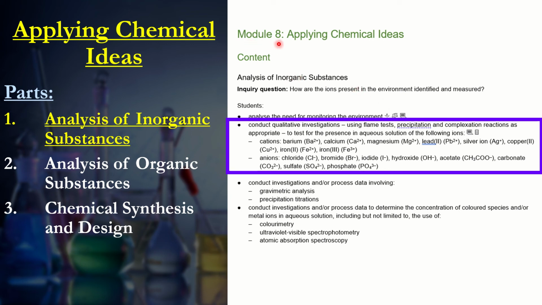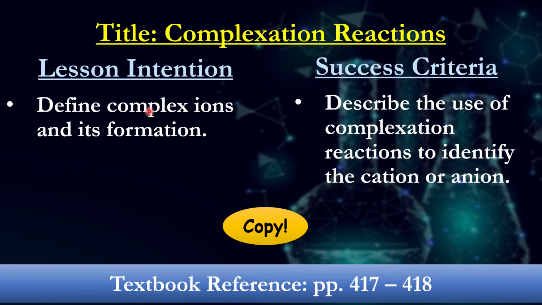Today we'll be covering Module 8, Applying Chemical Ideas, Inquiry Question 1, Analysis of Inorganic Substances, and we're going to be looking at complexation reactions. To start this lesson, we're going to define what complex ions are and how they form, and then explain and describe how we can use these reactions to identify a particular cation or ion component. Textbook reference, if you want to do a bit more reading, is here.